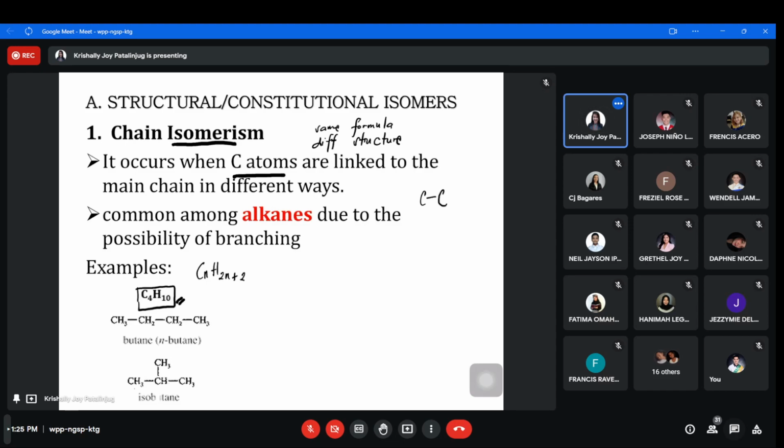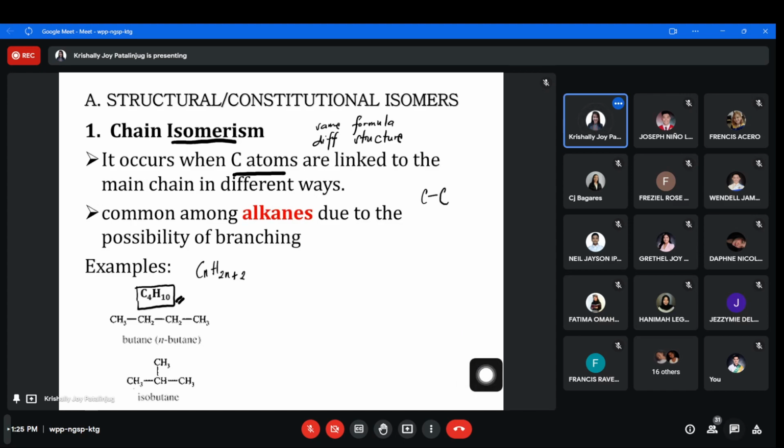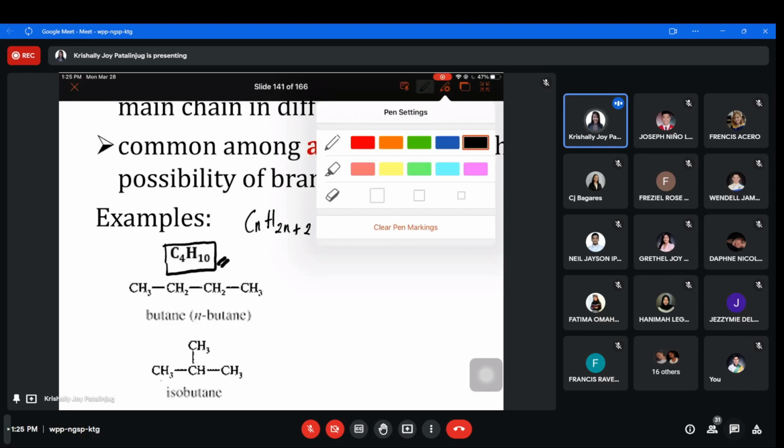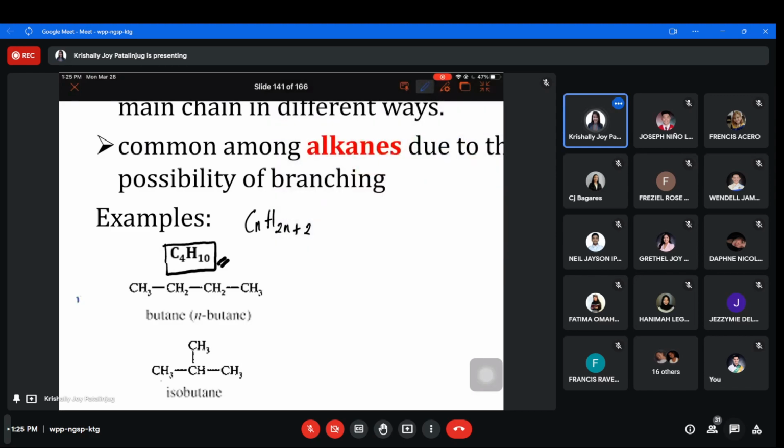Okay, I hope it's clear. I will zoom in. So you will observe here that they have the same formula. How will you know that the formula is the same? You simply count the number of carbon atoms and the number of hydrogen atoms in each of these structures.